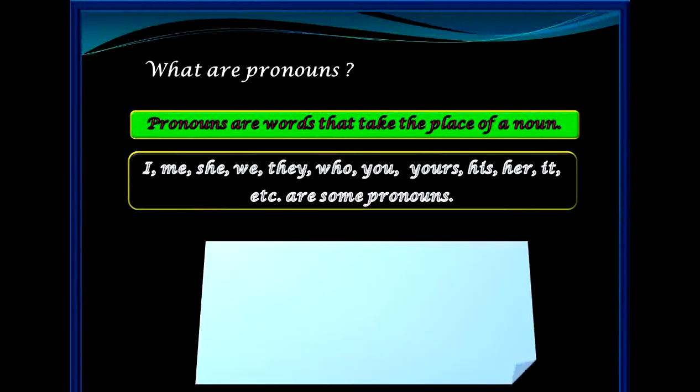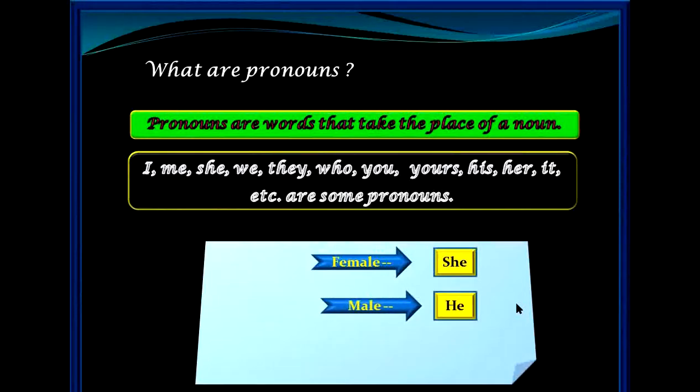Here is a simple rule to use pronouns, children. For females, we use she. For males, we use he. And for animal, place or thing, we use it.